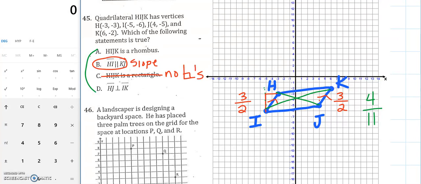Let me check the slope of HJ. Now if it's -11/4, then it's perpendicular. So I'm going down 1, 2, and then over. So it's a -2, and then over from -3 to a +4, so over 7. Nope, those are not perpendicular, so it is not a rhombus either.